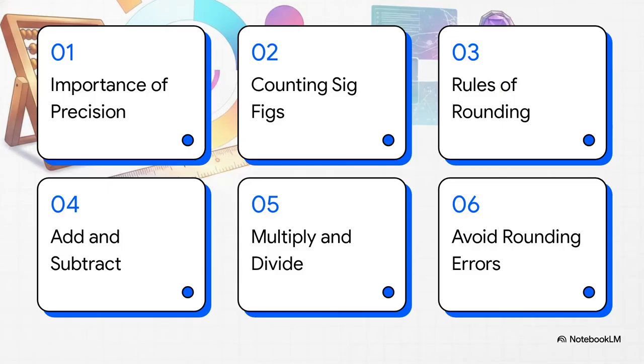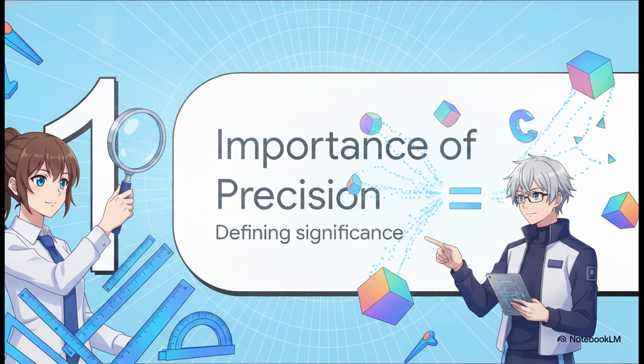Here's our roadmap for climbing the precision pyramid. We'll cover the importance of precision, counting significant figures, the actual rules of rounding, and how to apply them to addition, subtraction, multiplication, and division. All of this builds up to the ultimate goal, avoiding those catastrophic rounding errors. Let's kick things off with Section 1, the importance of precision.